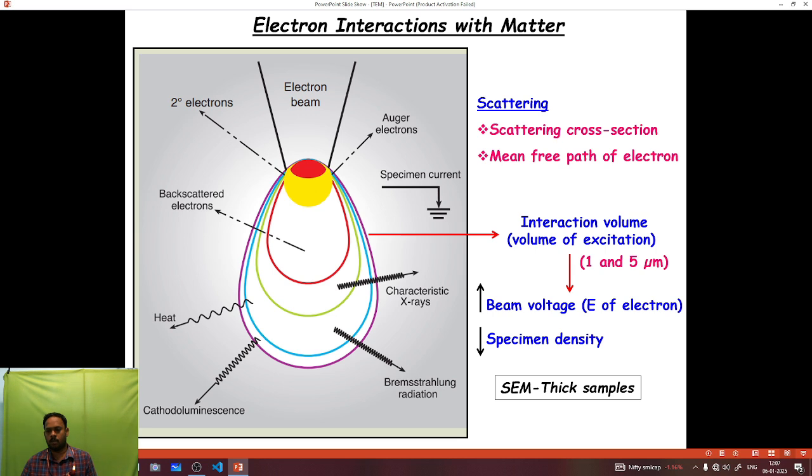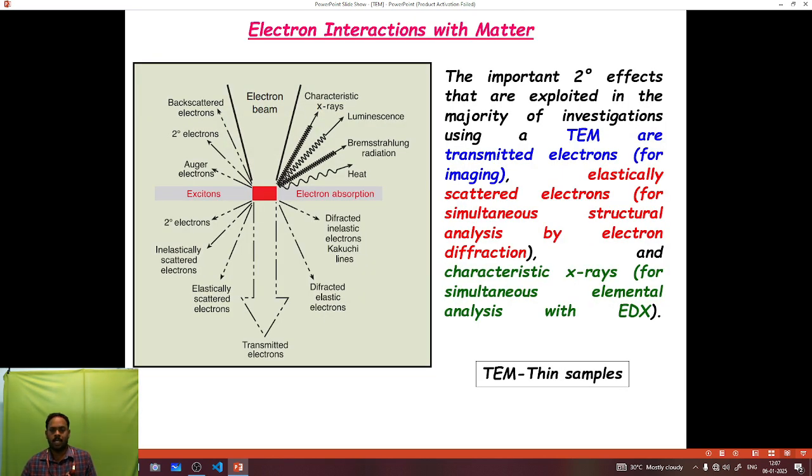And if the thickness of the film is small, then the interaction volume will be higher. The electron beam interaction volume, otherwise called the volume of excitation, is directly proportional to beam voltage and inversely proportional to specimen density. So usually thick samples are analyzed through scanning electron microscopy, and for thin samples we can adopt transmission electron microscopy.